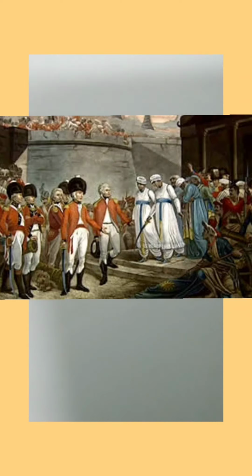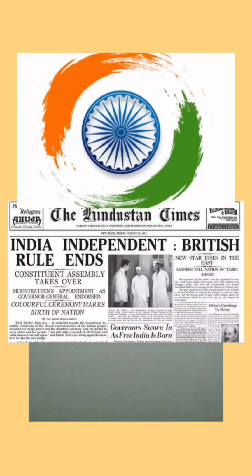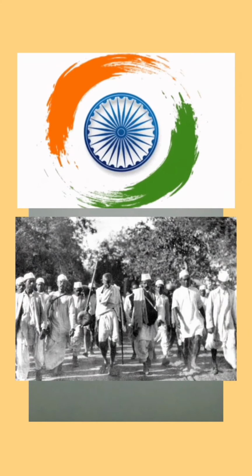India was a colony of the British for over 200 years and became independent from the rule of the British Raj following the Indian independence movement.